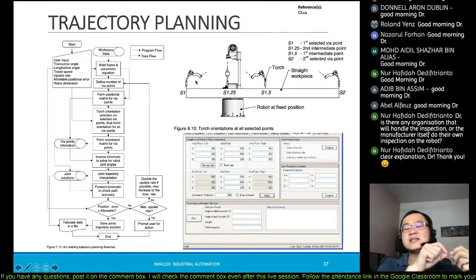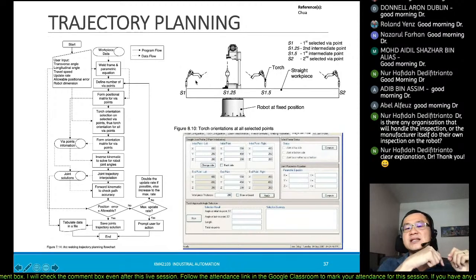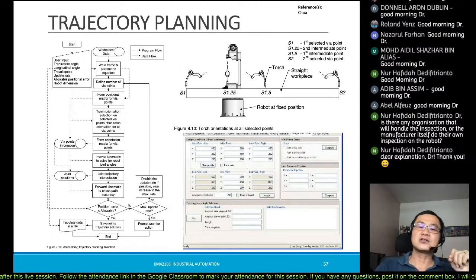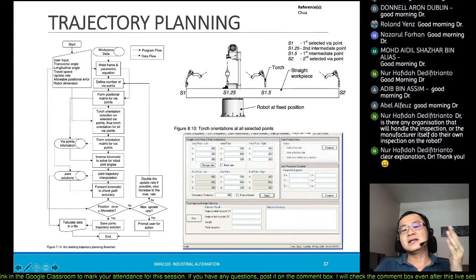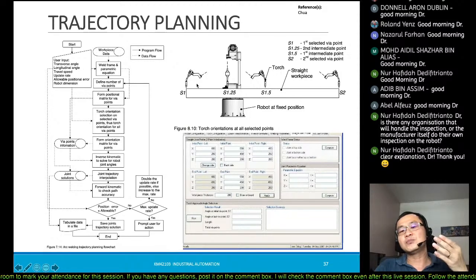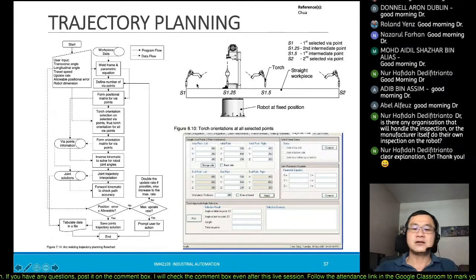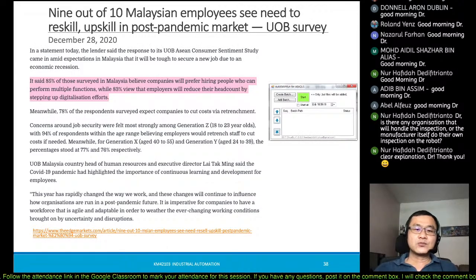So in between, even on a straight line, I have put a waypoint so that the pose itself is being orientated. The torch is being orientated so that it creates not only a straight line, but the torch itself will be able to move and avoid clashing with the workpiece, right? So this is the so-called trajectory planning that we can program on our own, based on the knowledge, right? So that would come to the end.